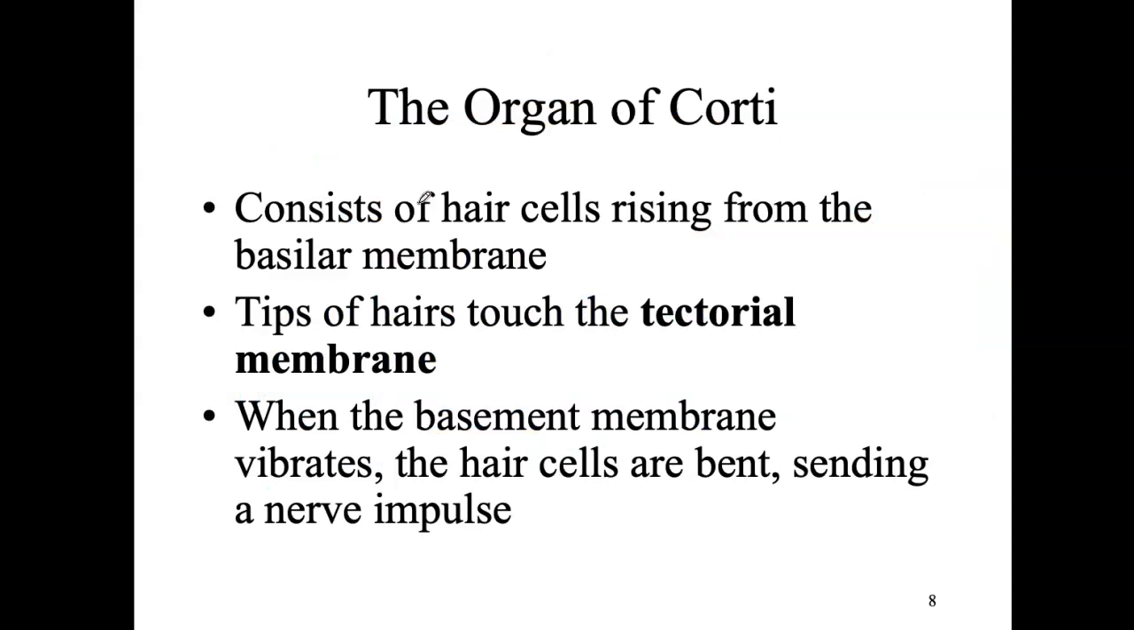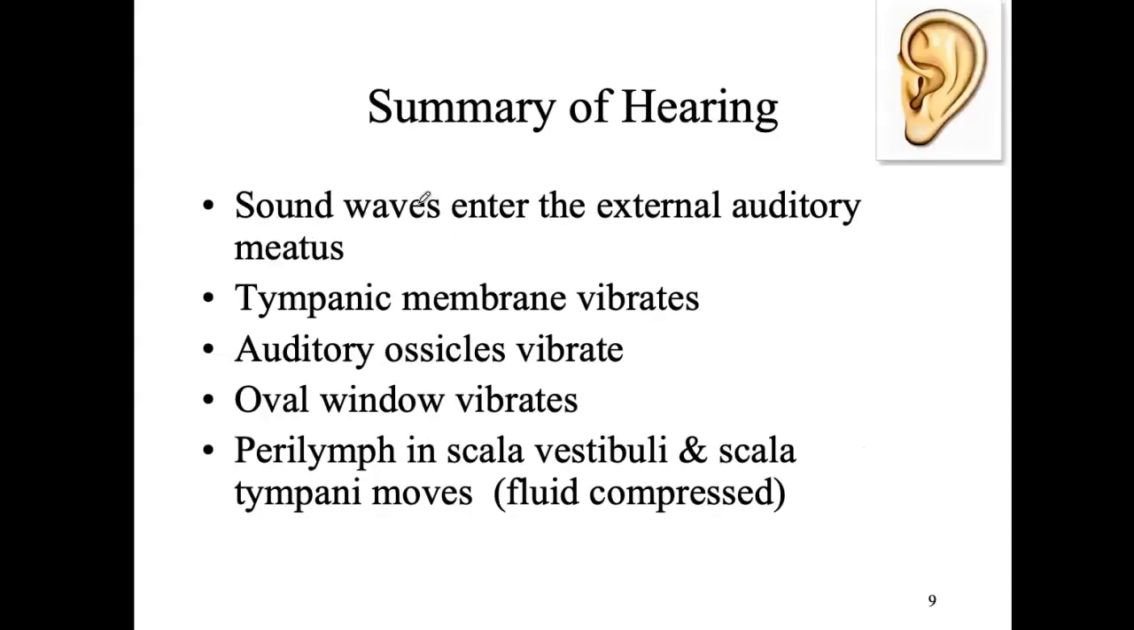This is in words for you. Let's see if we read it, if we understand it. The organ of Corti consists of hair cells rising from the basilar membrane, from the floor. That's good. The tips of the hairs touch the tectorial membrane, which is the ceiling. Now, when the basilar membrane vibrates, the hair cells are bent, sending a nerve impulse. So it's the ceiling and the floor moving in relationship to each other that's going to cause that action potential in those neurons.